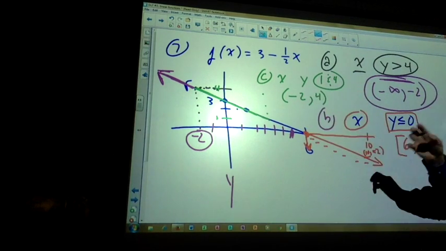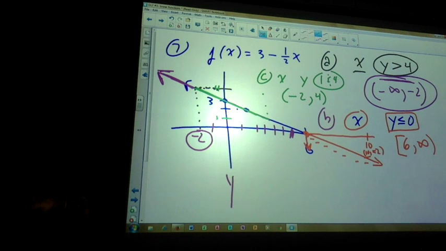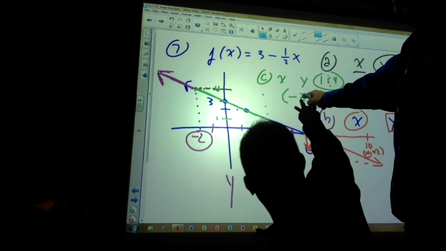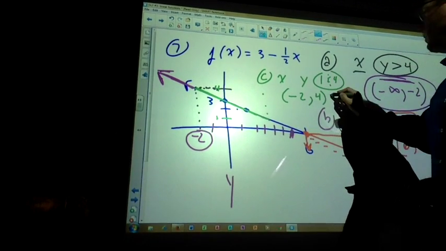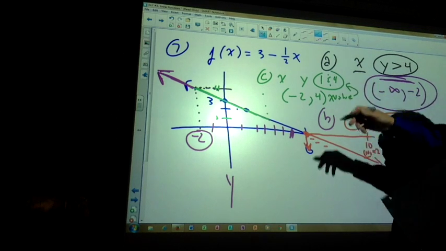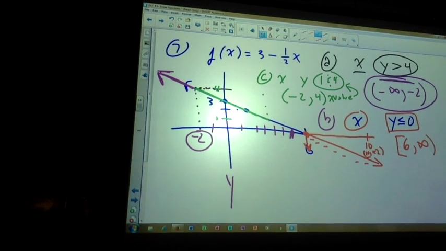Why are these rounded brackets, not square brackets? Yeah, Rum? Values between 1 and 4, not equal. Yeah, they're between 1 and 4, not equal to it. Okay? So these are the x values I'd have to plug into my equation that would give me answers between 1 and 4 in the y direction.